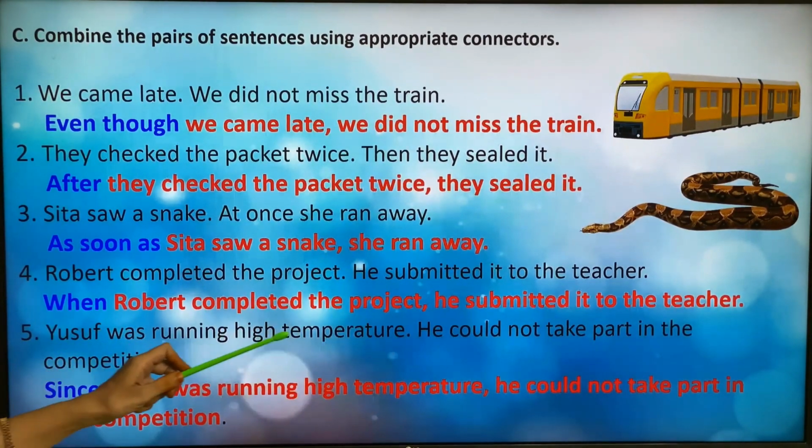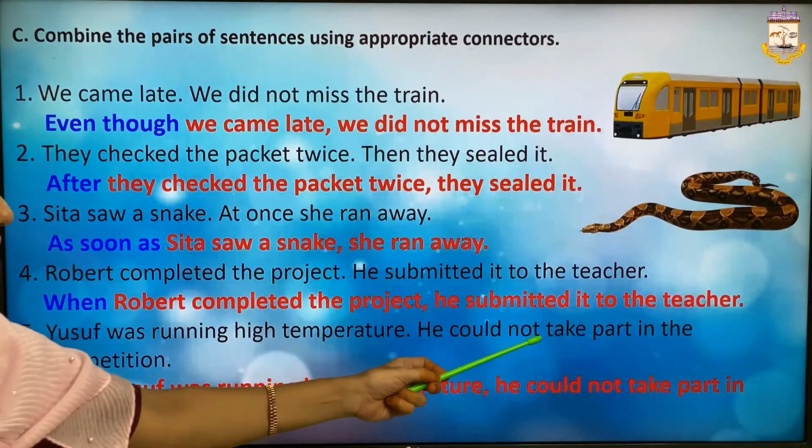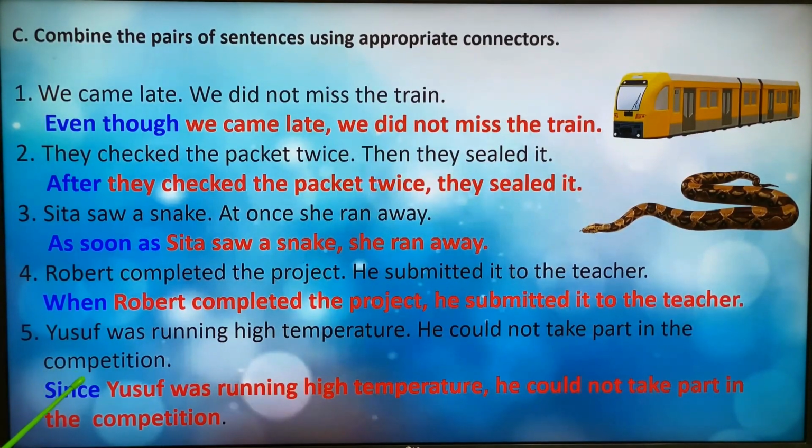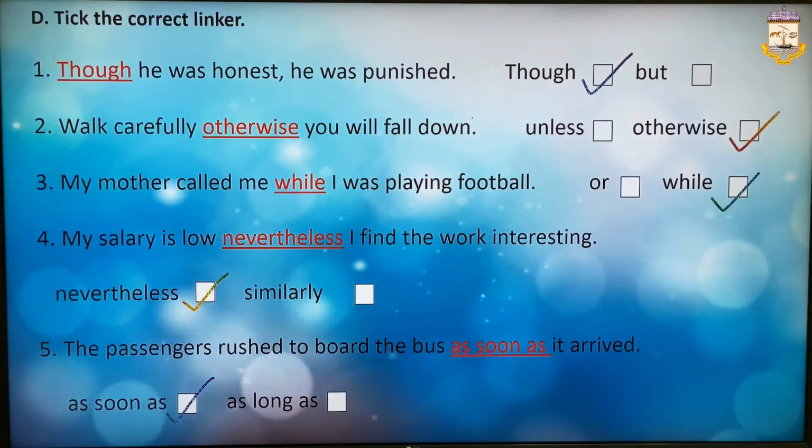Yusuf was running high temperature. He could not take part in the competition. Cause and effect. Since Yusuf was running high temperature, he could not take part in the competition. What are the conjunctions used here? Even though, after, as soon as, when, since. Is it clear, children? We next move on to exercise D on page number 104.